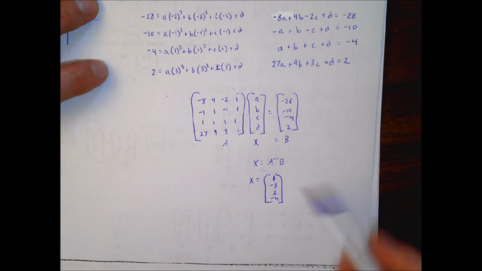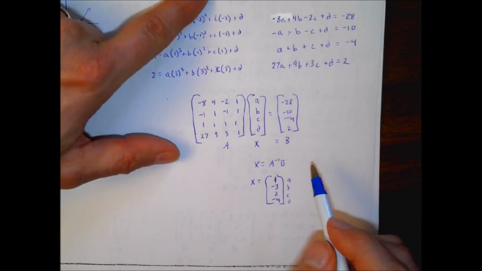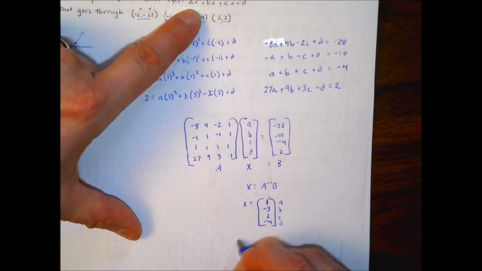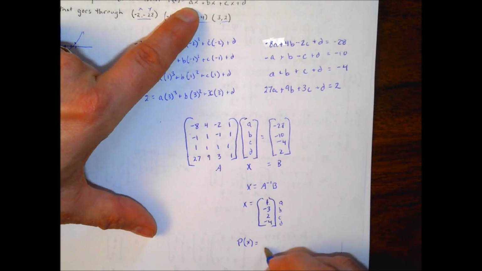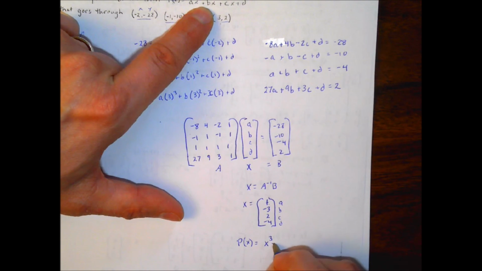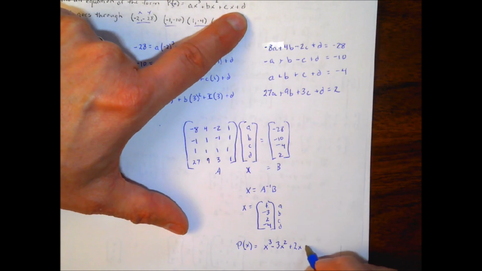Okay, so we have our A, our B, our C, and our D. So if we think about our equation right here, all we got to do is put those back in for our equation. So our function is P of X is equal to our A, which is a 1, so it's X to the third, and B is negative 3, so negative 3x squared. Our C is a 2, so plus 2x, and our D is negative 4, so minus 4.